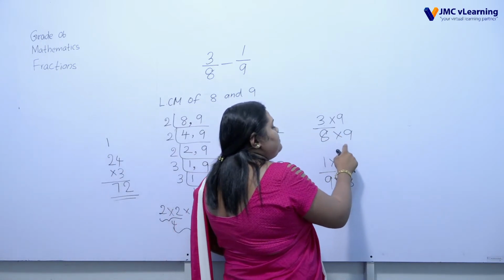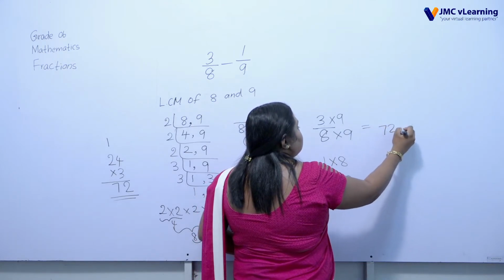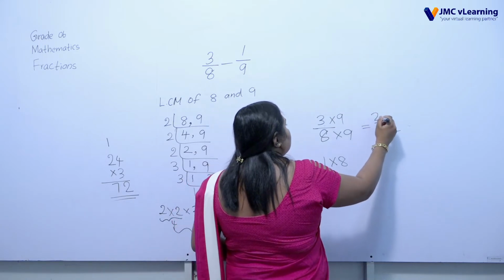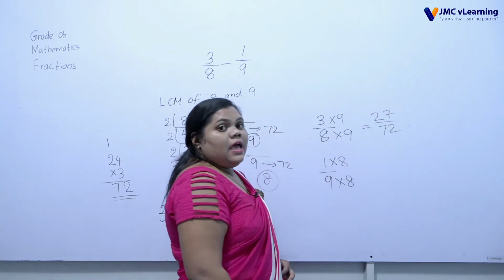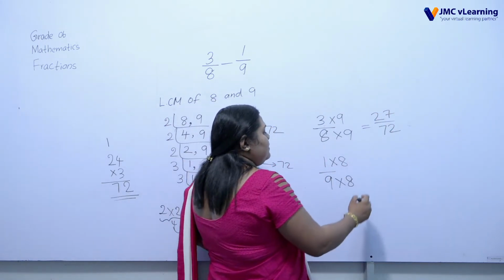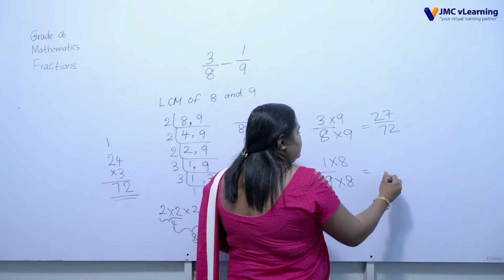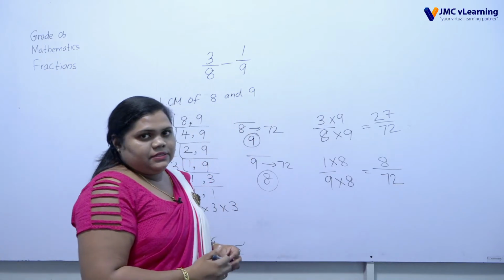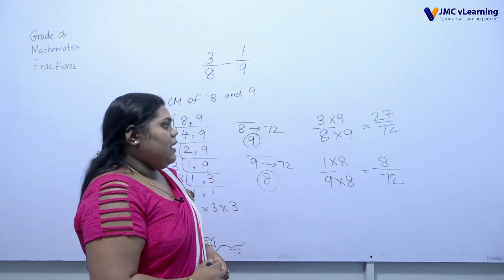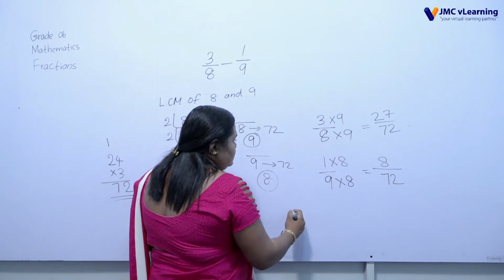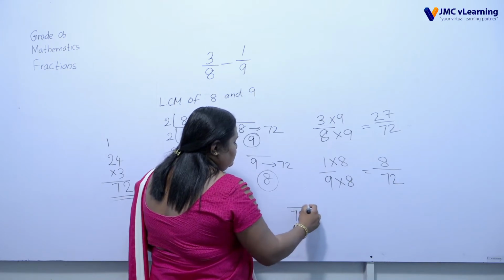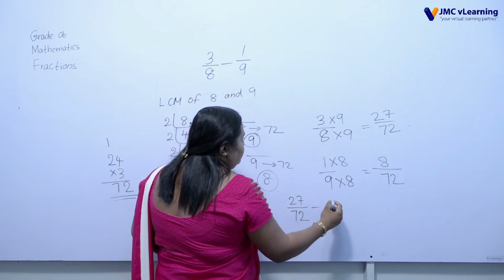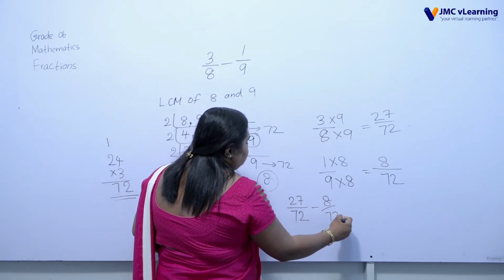Okay, 8 times 9, 72. 3 times 9, 27. 9 times 8, 72. 1 times 8, 8. Okay, now 72 we won't write down again, 27 you have to write up, subtract 8 and 72.